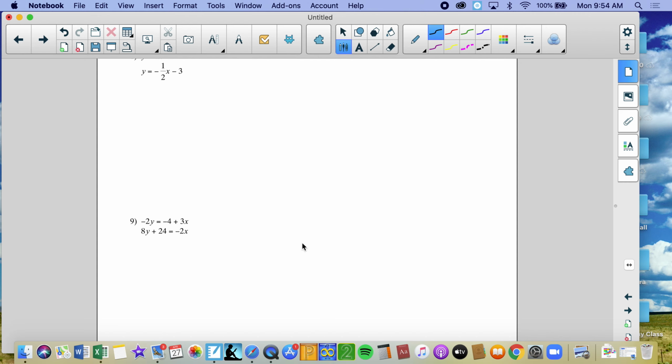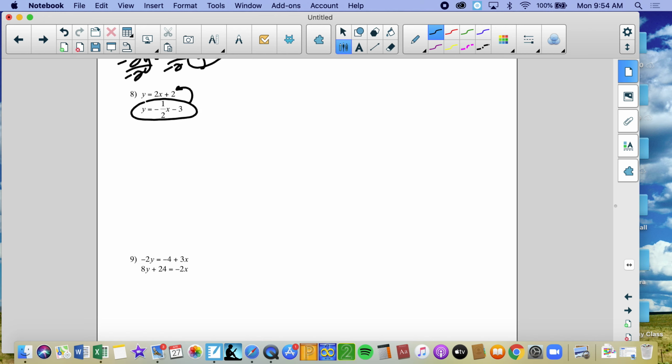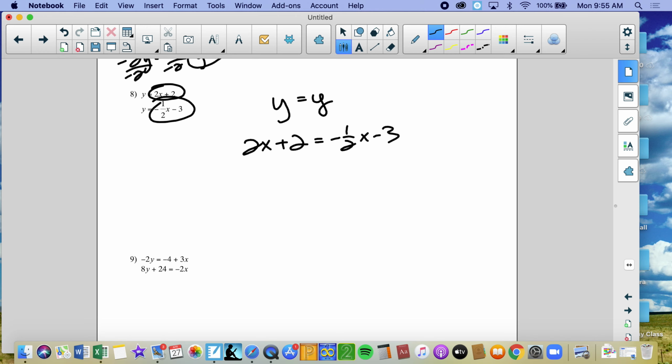Notice number 8, we're still doing systems, but both equations are in slope-intercept form. That's fine. That really lends itself to substitution. We're going to take this equation and substitute it in, because we know y equals this, and that same variable y equals that equation. So we know that y equals y. So let's take the y from the first one, 2x plus 2, and the y value in terms of x on the second one. The nice thing is we have only one variable.